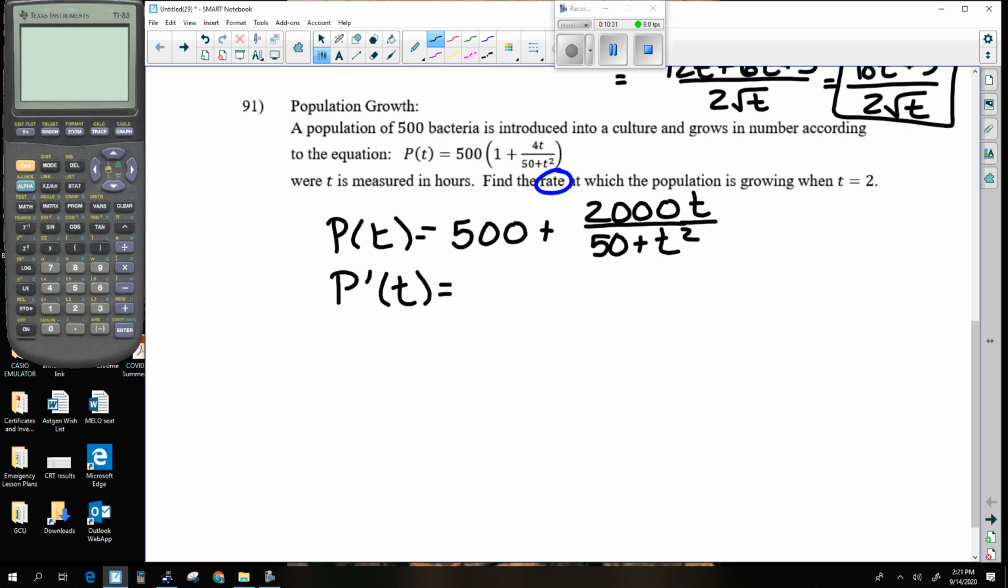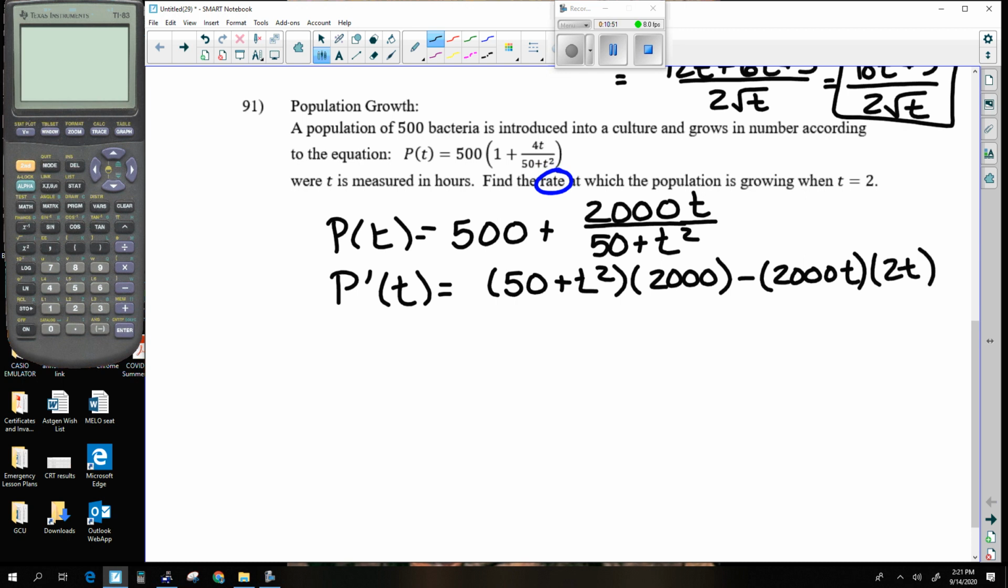I think this is just a touch easier to understand. All right, bottoms up. Derivative of the top minus, leave the top alone, derivative of the bottom, all over the bottom squared.